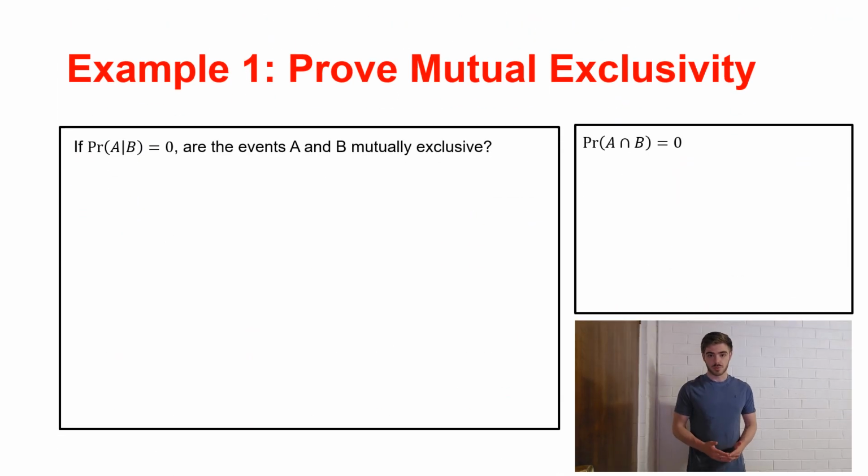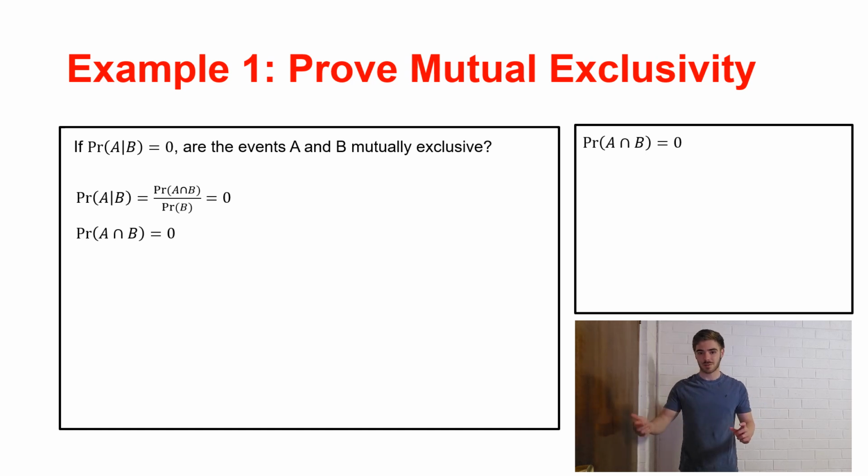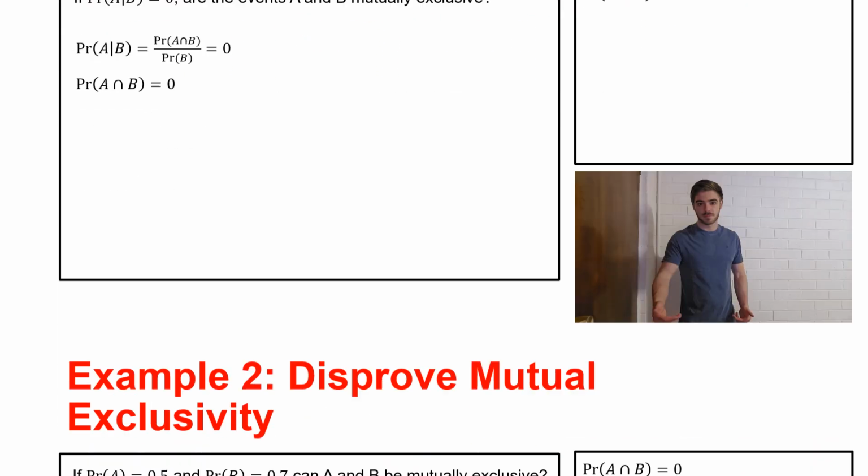If you ever want to prove that two events are mutually exclusive, then all you have to do is show that the intersection between those two events is equal to 0. In this case, we're told that the conditional probability is equal to 0. Well, if we expand that conditional probability out, we can now say that the intersection divided by the conditional is equal to 0. If you then multiply both sides of the equation by that conditional, you'll get the result that the intersection must be equal to 0. And as I said earlier, anytime the intersection is equal to 0, the two events must be mutually exclusive.